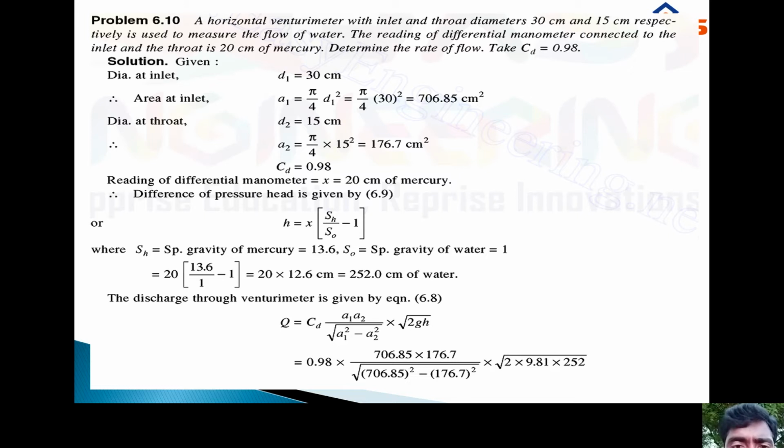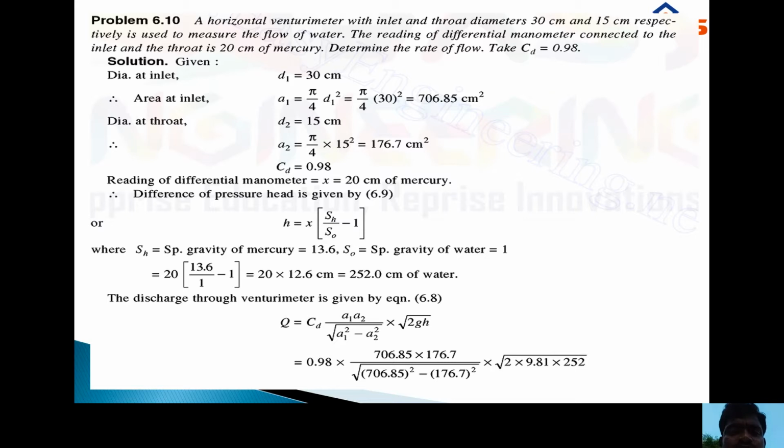First of all, write down the given data. In this problem, the given data is the diameter of the inlet D1 equal to 30 centimeters. Area at inlet A1 equal to pi by 4 into D1 square, that equals pi by 4 into 30 square, that equals 706.85 centimeter square.